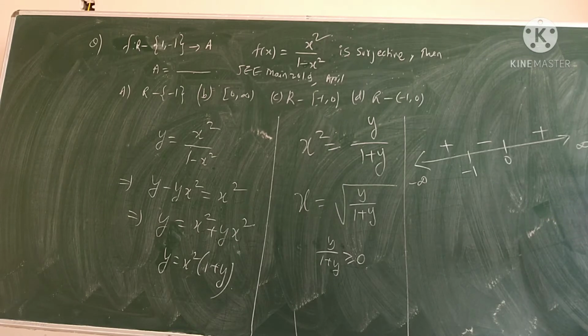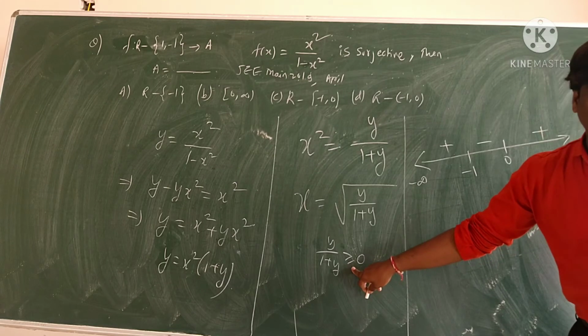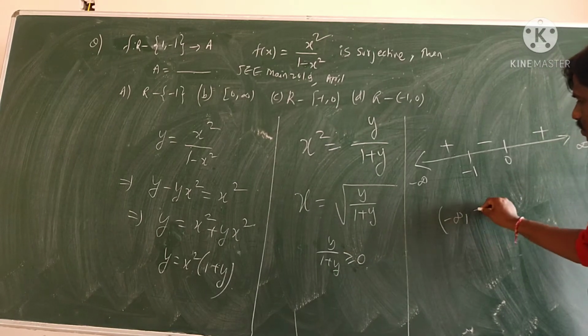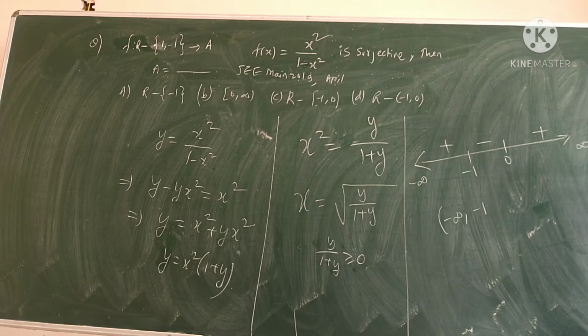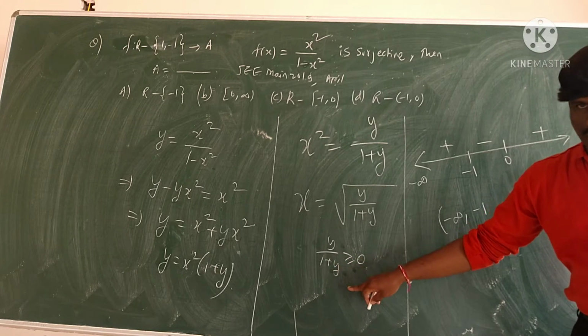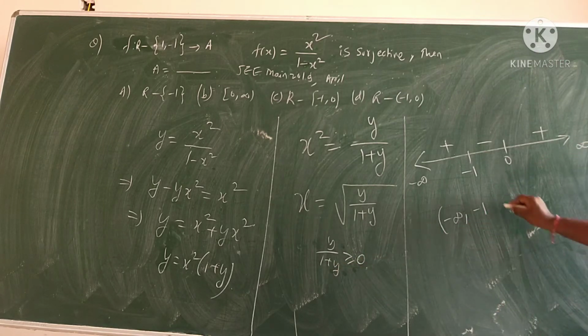So what is the answer here? Plus, greater than, plus. So what is the answer? Minus infinity to minus 1. Should I keep minus 1 open or closed? Open, because if I keep closed, you will get 0 in the denominator, indeterminate form. Undefined, right? Undefined.